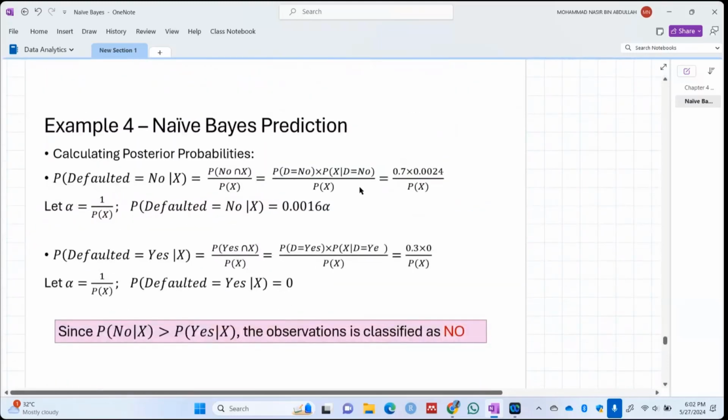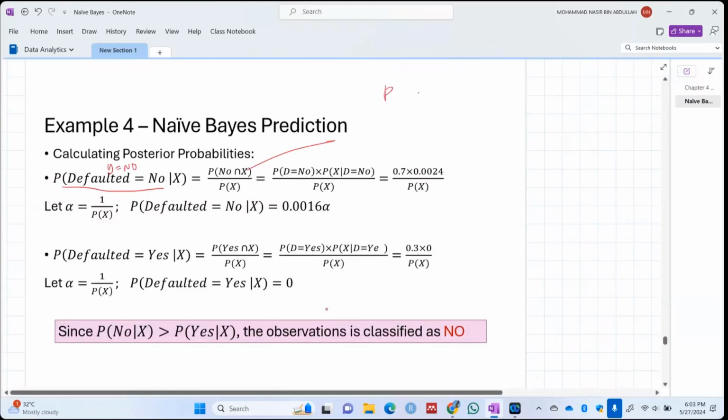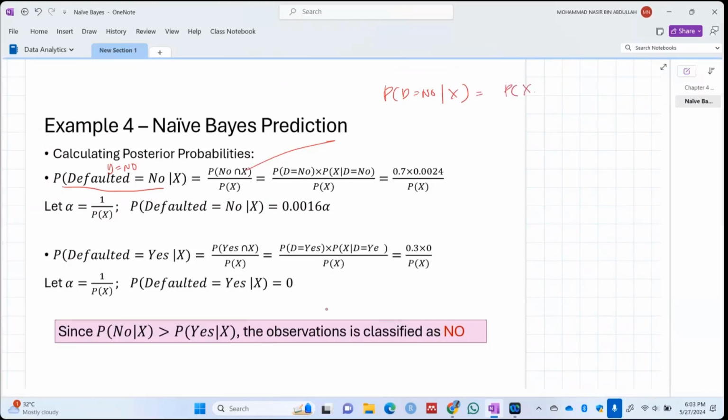Then to find which class the value will fall into, where homeowner equal to no, marital equal to married, and income 120, we need to find the probability of Y given X. Let's first take the default value equal to no. The probability of D equal to no given X should be the probability of X intersect D equal to no, multiplied with the probability of D equal to no, divided by the probability of X.